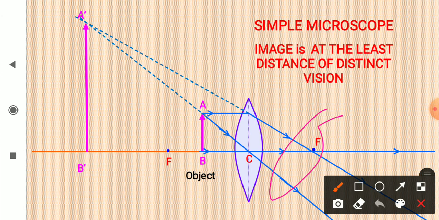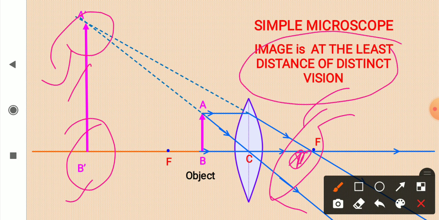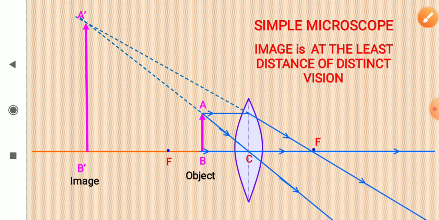If your eye is placed here, if you look from here, it appears that the rays are coming from here, but actually there is nothing here. So this image A dash B dash is virtual image, virtual, erect and enlarged. And to see it clearly, its distance must be 25 centimeter. So this distance must be 25 centimeter or least distance of distinct vision.